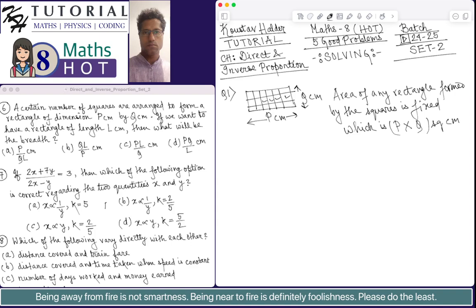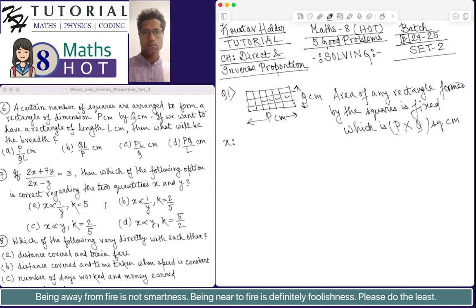Now it is asking, if you want to have a rectangle of length L centimeter, then what will be the breadth? So we have to find the width or breadth of a rectangle having length L centimeter using these squares. Now we have a fixed number of squares, and if we arrange them in the shape of a rectangle, the area will be pq square centimeter.